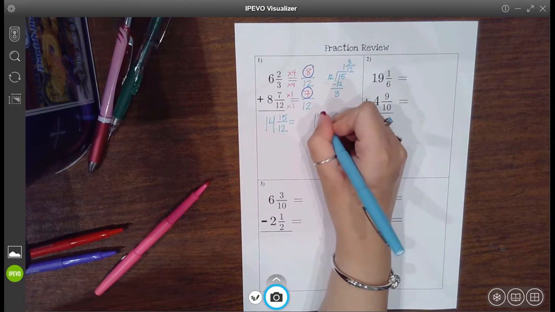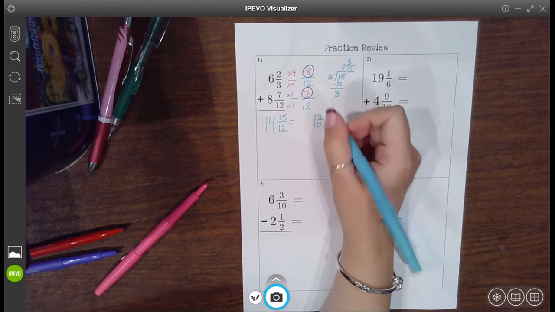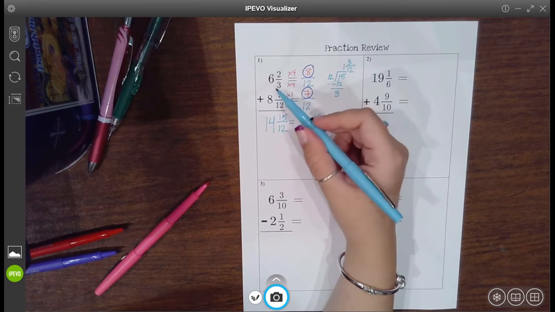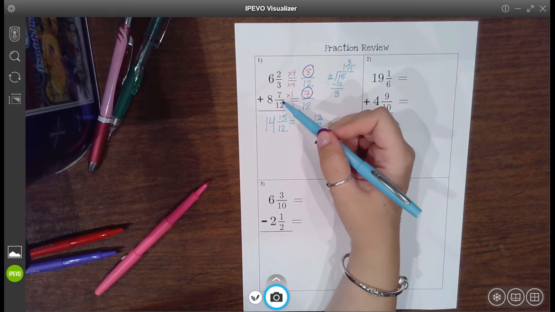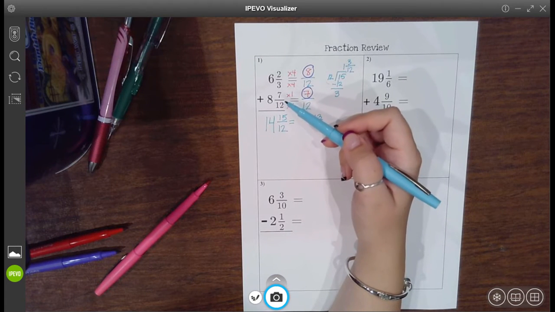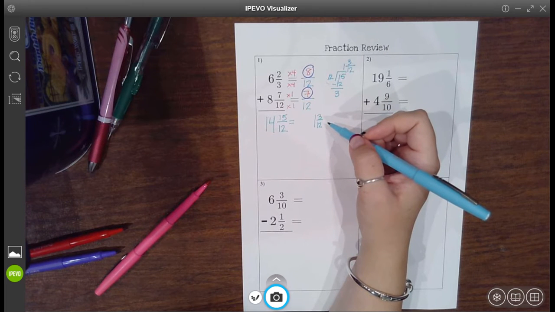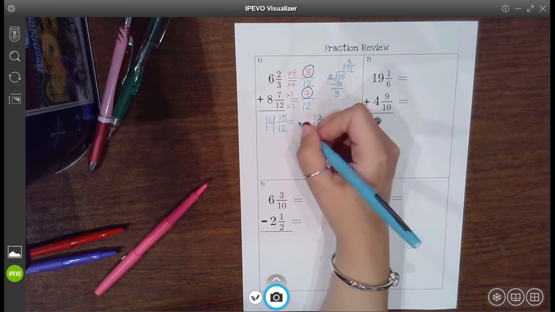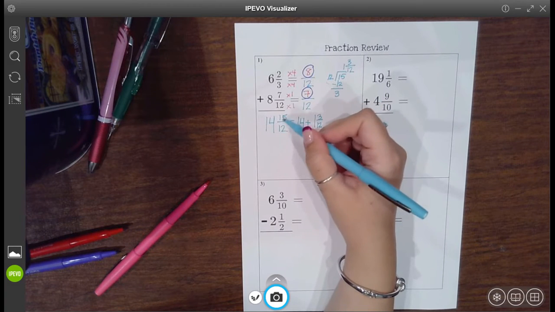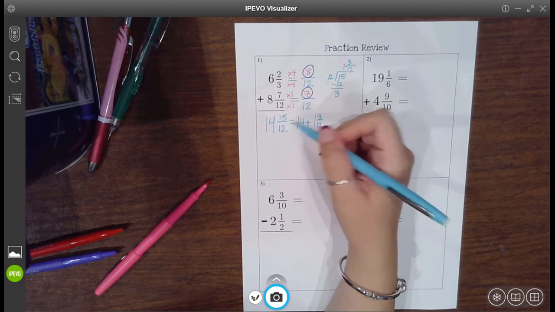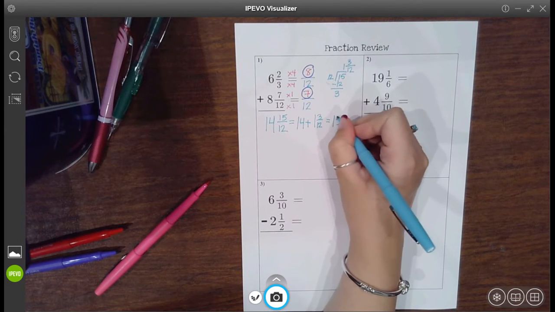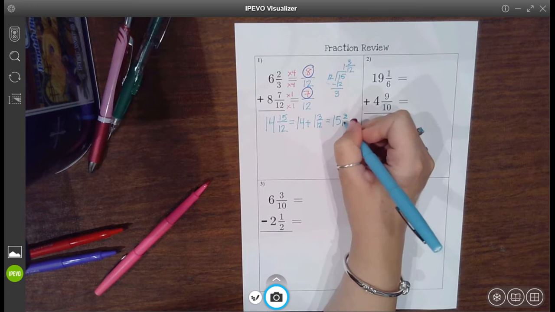People put the answer is 1 and 3/12. Well, not only is the 3/12 not reduced, but think of that in your head. 6 and 2/3 plus 8 and 7/12 equal 1 and what? How in the world does 6 and something plus 8 and something equal 1 and something? It can't. Don't forget that whole number of 14. This 1 and 3/12 is only representing the 15/12. So you need to add the whole number of 14 and 1, so you get 15, and then the 3/12.